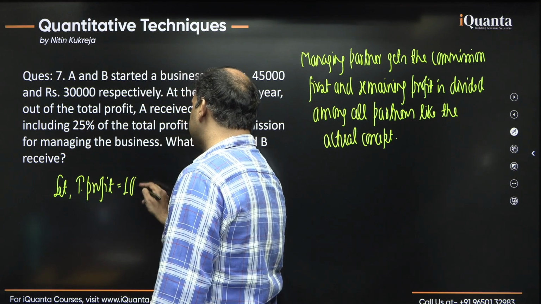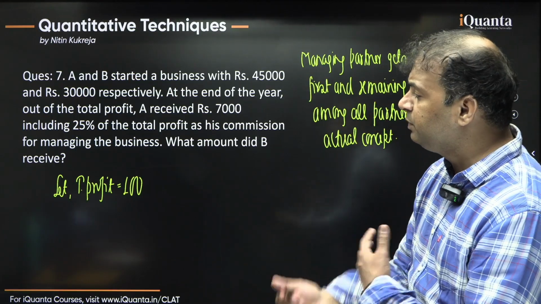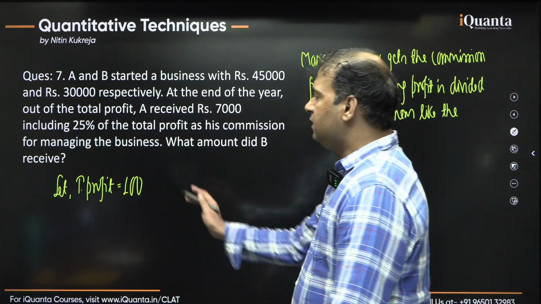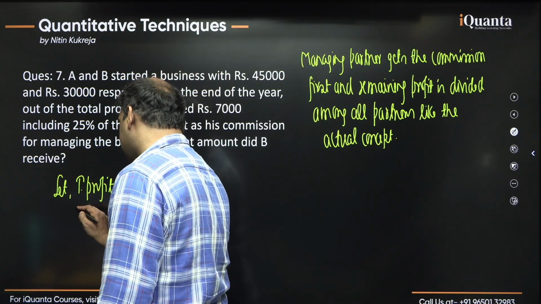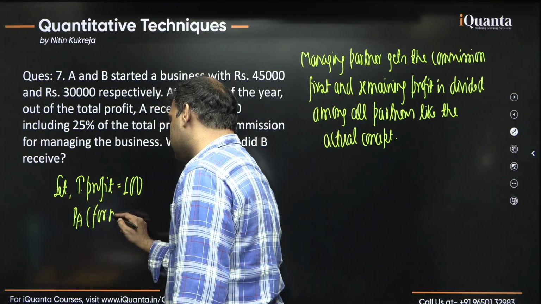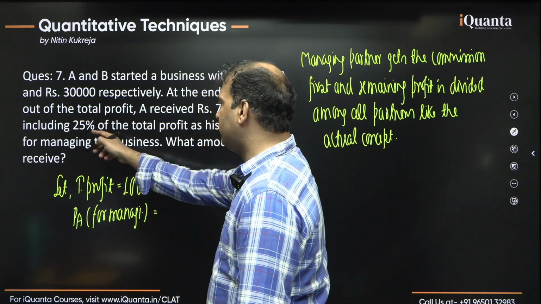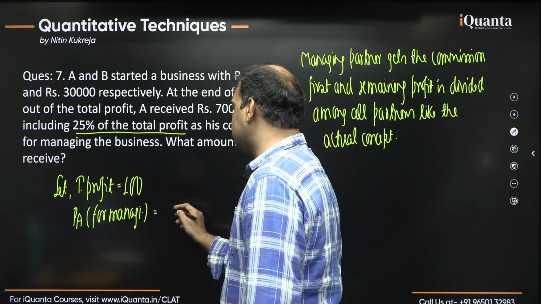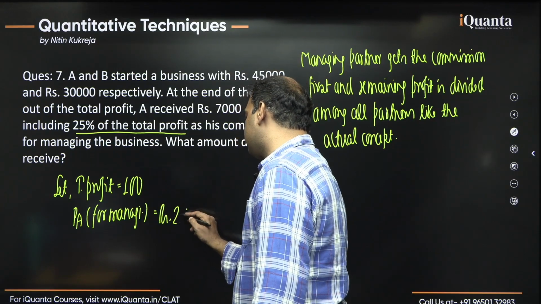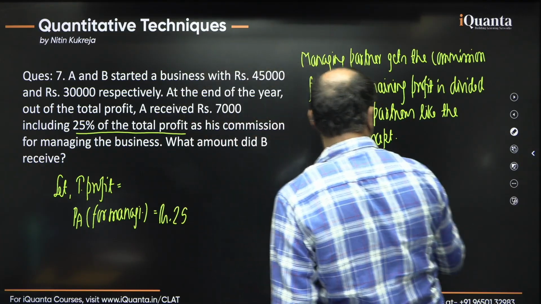Why? Because A is getting 25% of the profit as a commission. So it will be easy to calculate, right, guys? Let me write down the profit of Mr. A for managing, as a commission. What is his profit? 25% of the total profit. So we can just write rupees 25 here, because the total profit we have assumed as rupees 100.